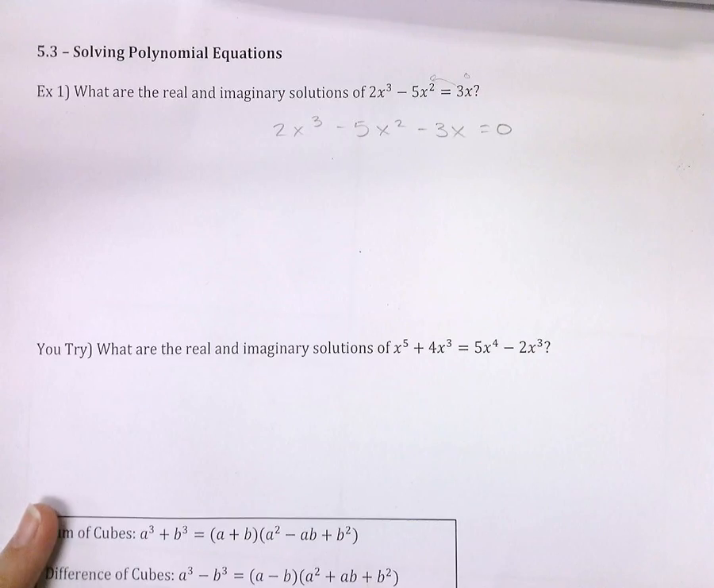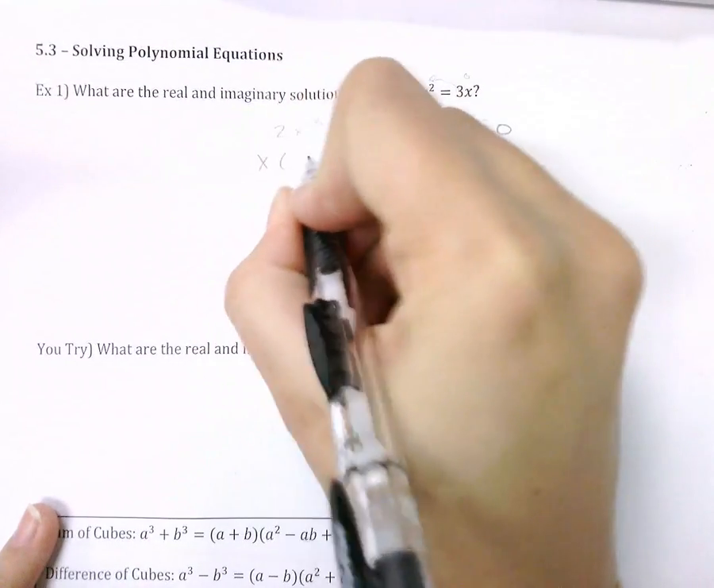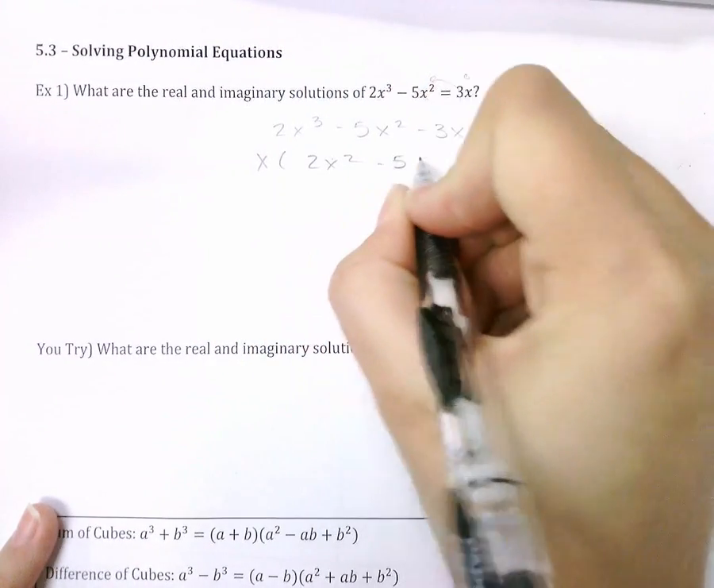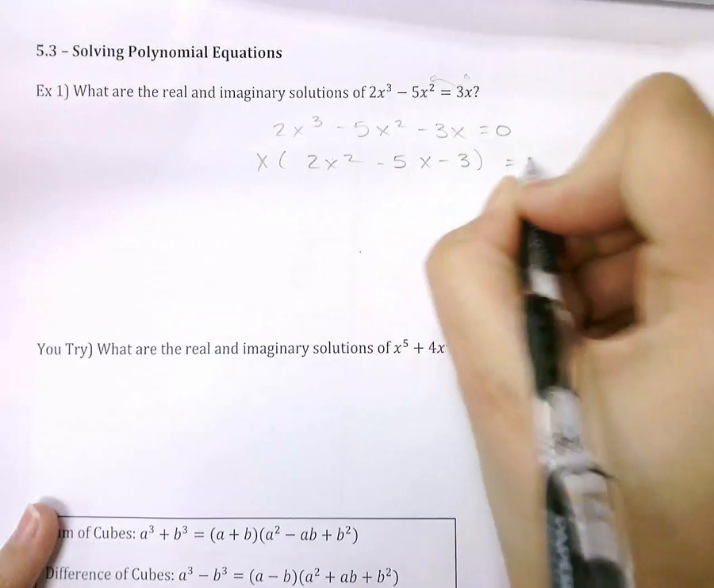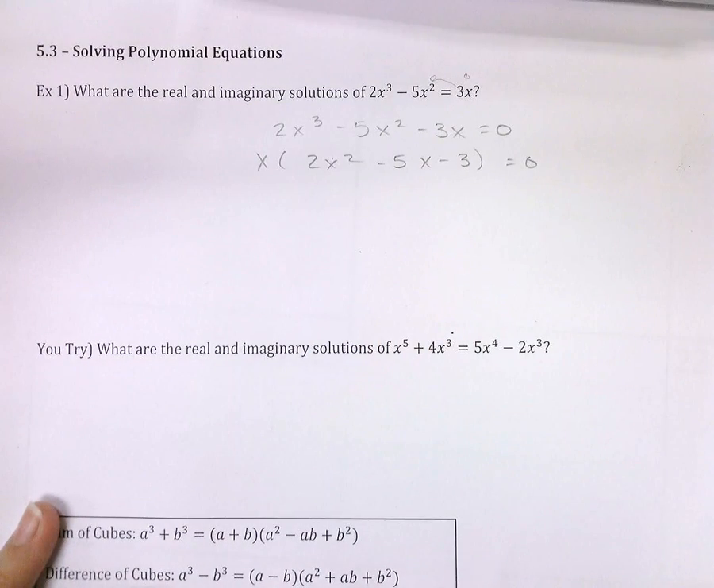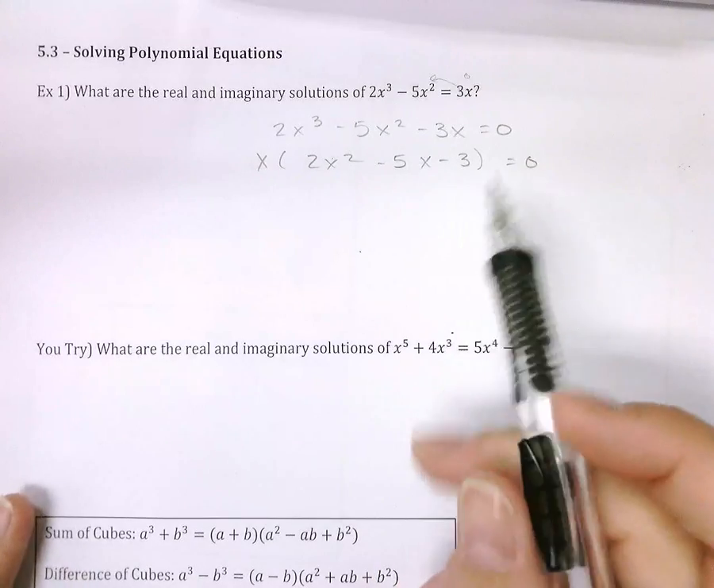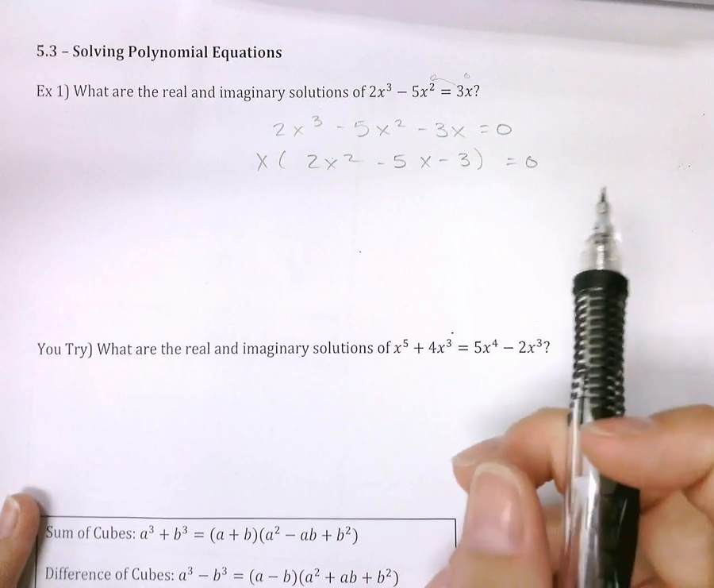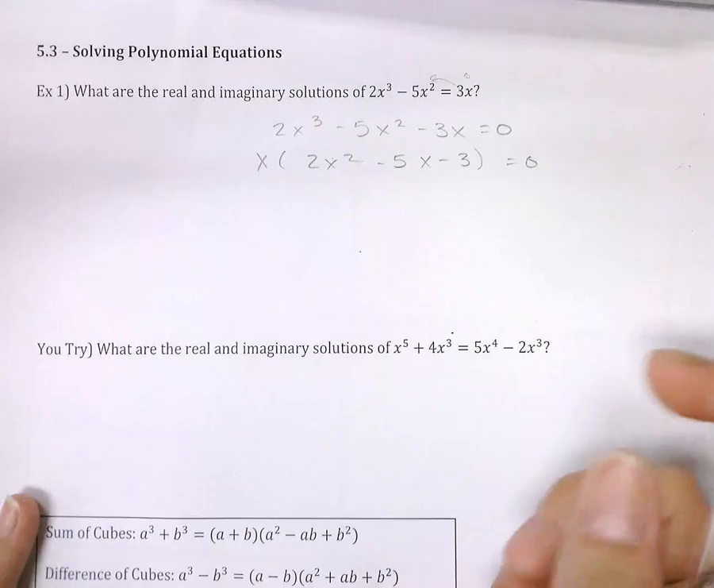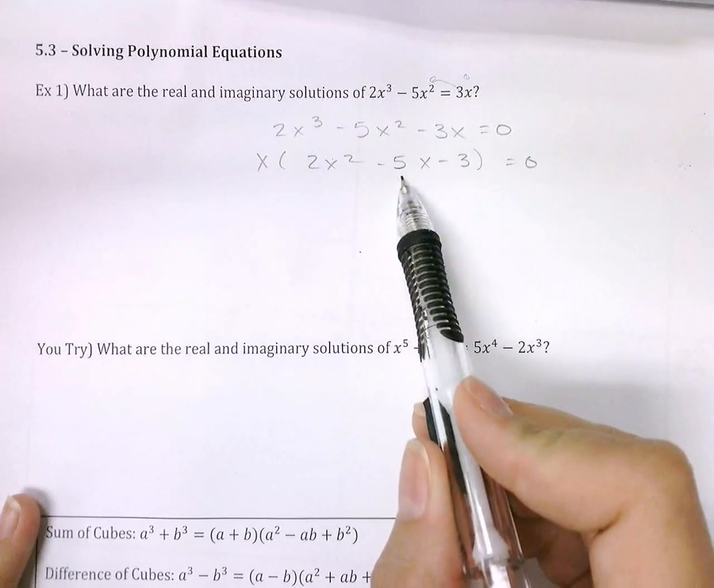So what would that be? X. Yeah. So once you do that, you can see we have a quadratic equation here. Now it's up to you if you want to attempt to factor it or complete the square or use the quadratic formula, but we want to solve this somehow.